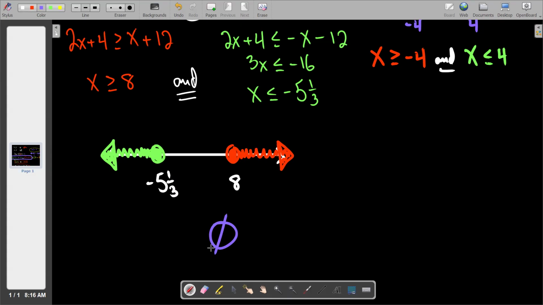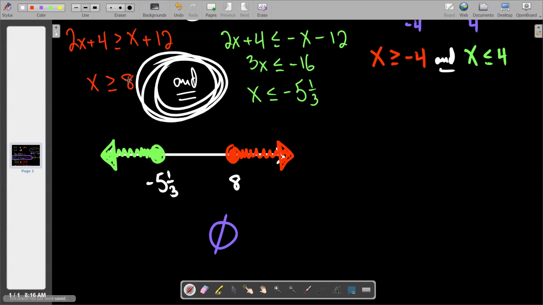And why is that? Correct. And the key here is the faithful transferring down of this critical word and. The and, unlike the last problem, tells us that both of these have to be true. In order to solve an and problem, both requirements have to be met. And like you said, there are no numbers in the known universe that are simultaneously less than negative 5 and also greater than positive 8.